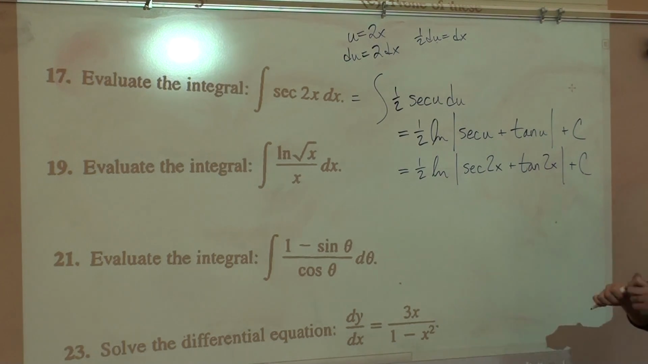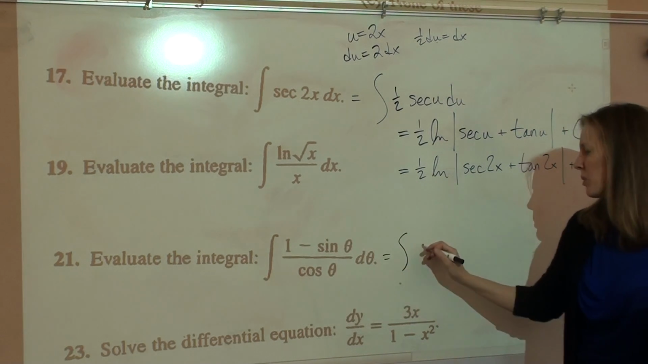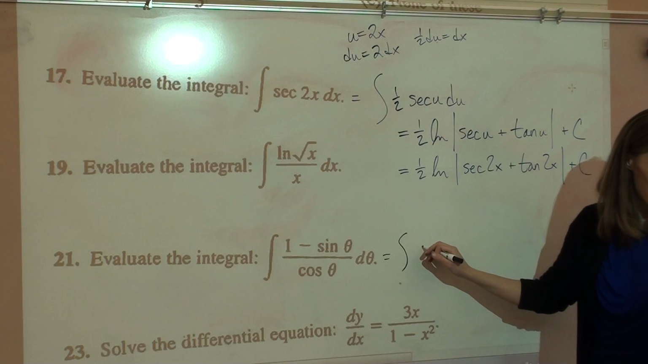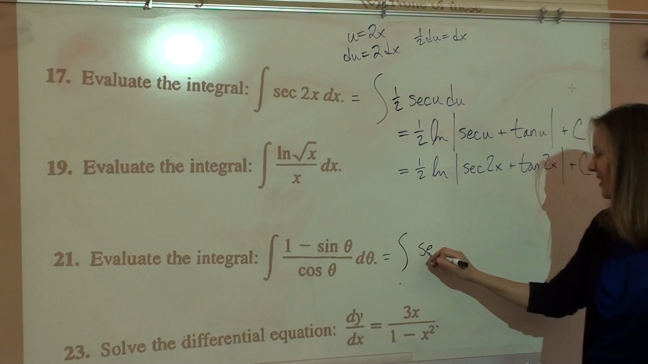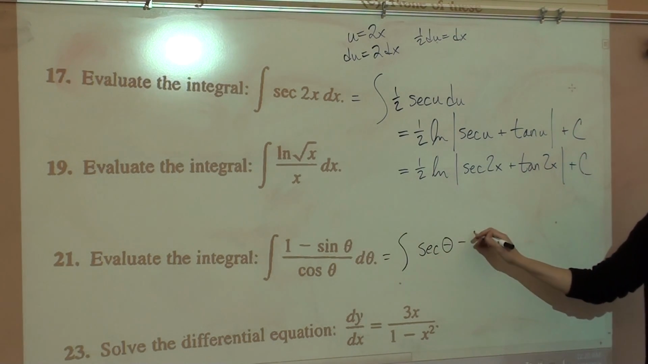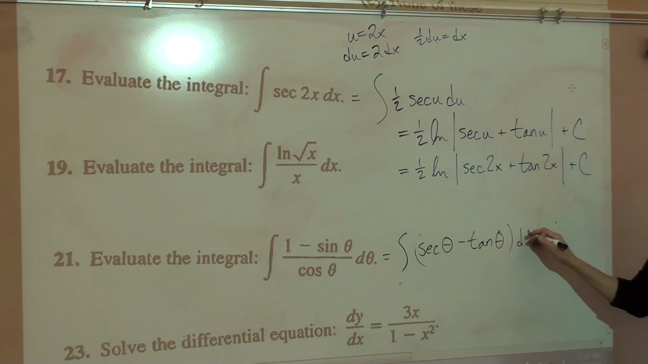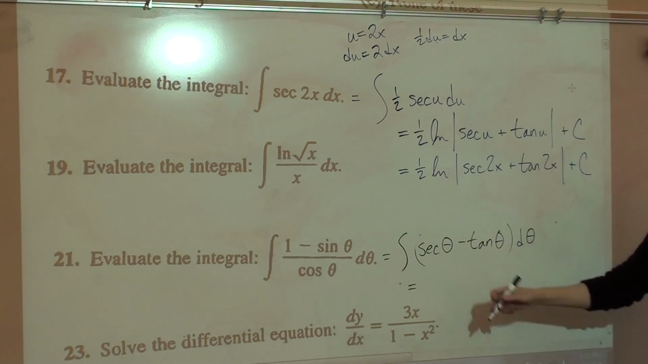Let's take a look at 21. Quiet please. If I rewrite 21, what's 1 over cosine the same as? Secant. What's sine over cosine? Tangent. Does this one require U substitution? No, you just have to write the answers.